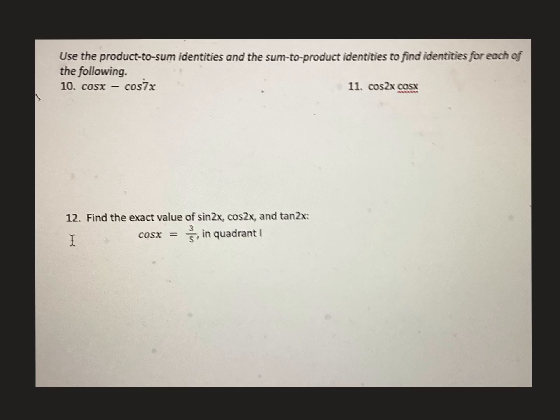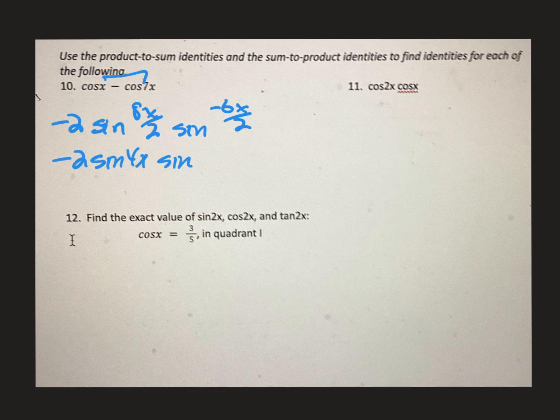Number 10, use the sum to product. The first one says cosine x minus cosine 7x. So I'm looking at my papers at the bottom of the back. Sum to product, looking for cosine minus cosine, and it says to do negative 2 times sine of x plus y, those are your x and y, divided by 2. So it would be 8x over 2. And then sine of x minus y, which would be negative 6x over 2. So I get negative 2 sine 4x, when I divide that, sine negative 3x. Now I have a negative in my sine. Remember that what happens there is the negative goes in the front. So that negative is going to make that a positive 2 sine 4x sine 3x.